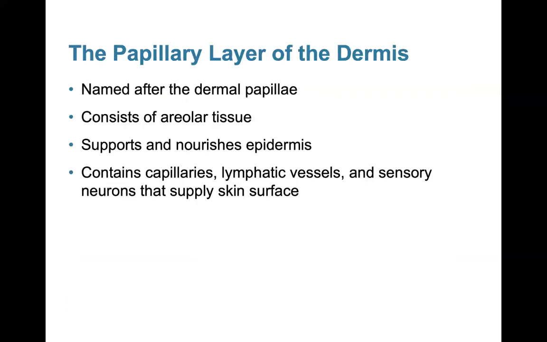So the papillary layer of the dermis is named after the dermal papillae. It consists of areolar tissue. It supports and nourishes the epidermis. It also contains capillaries, lymphatic vessels, and sensory neurons that will help to supply the skin surface.